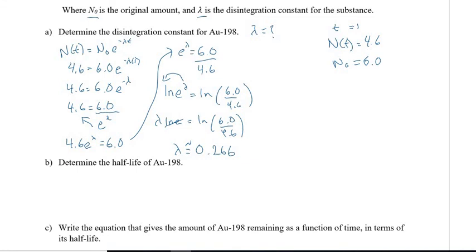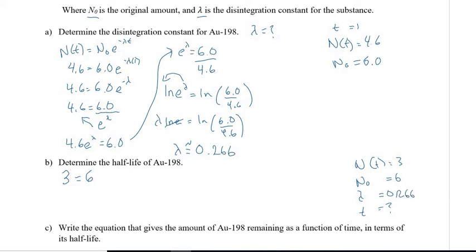The next question is asking us to determine the half-life of gold 198. In this case, if we start with 6, we're trying to find the time where we go down to 3. So that's going to be 3 for N of t. And of course, N naught still stays at 6. And we're trying to solve for the time. And of course, we know the disintegration constant now. It's 0.266, which we solved in the last part.